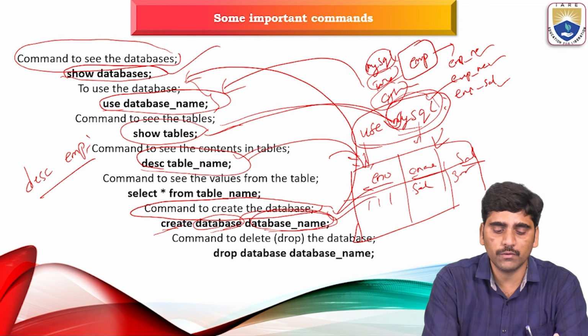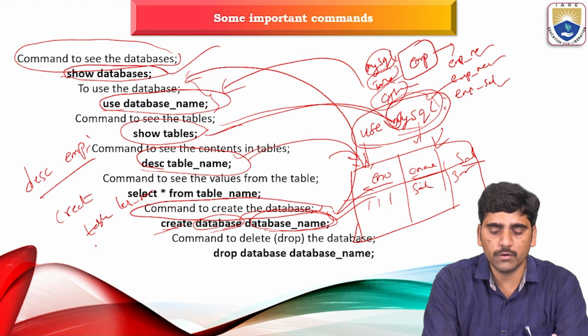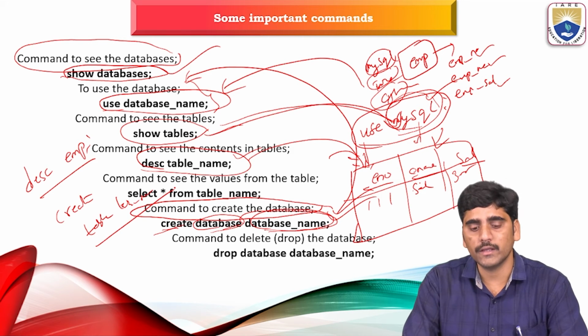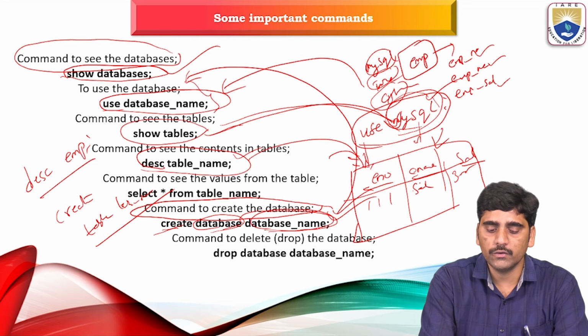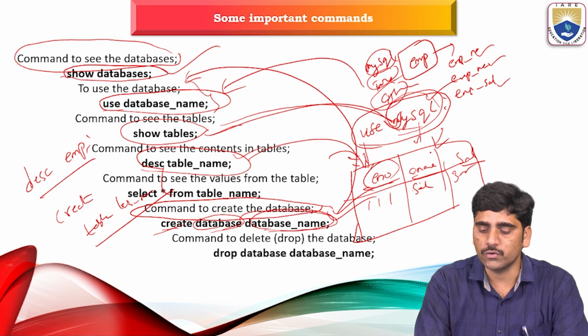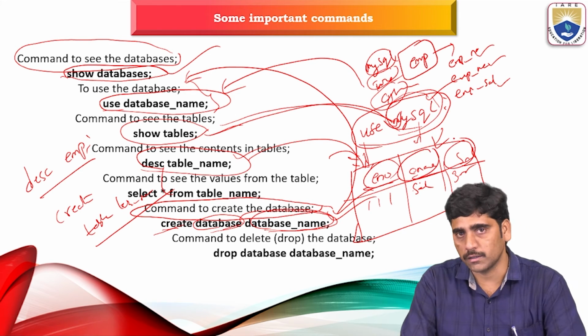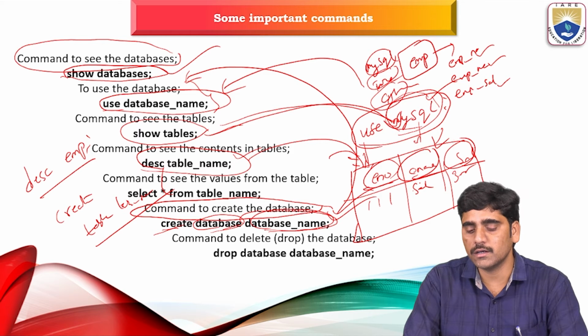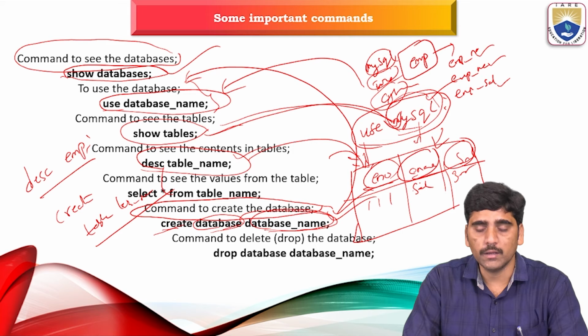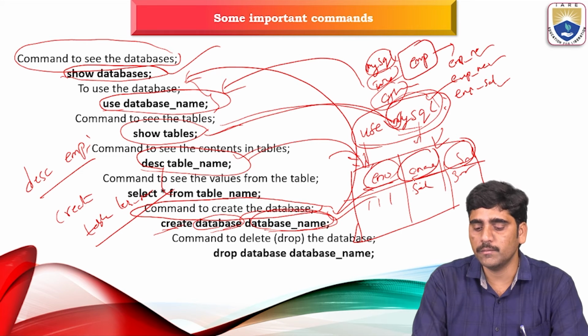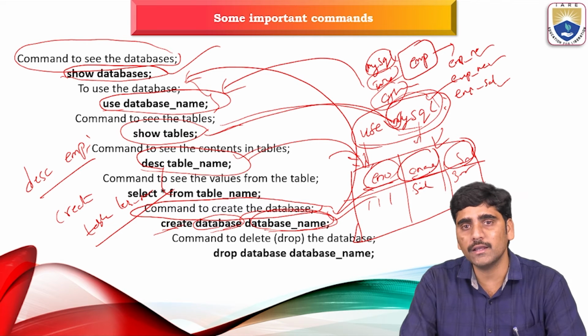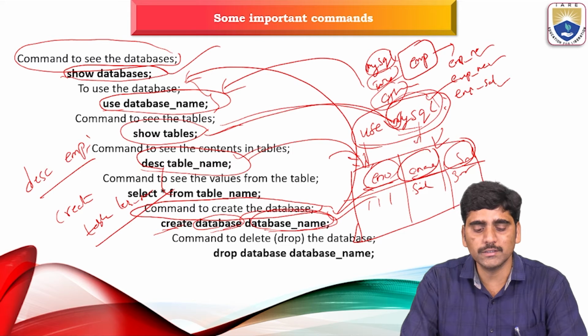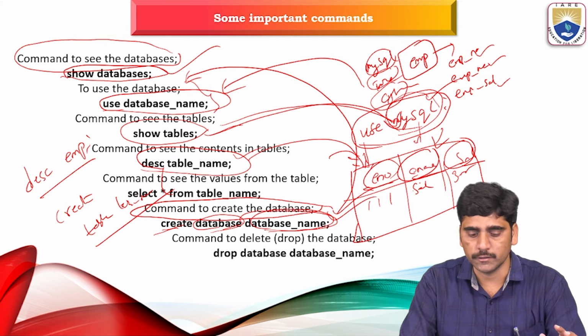And how do we create the table? CREATE TABLE table_name. Along with that, you give the columns: employee number, employee name, salary. Those are the attributes. So the employee table contains employee number, employee name, and salary as attributes for this employee entity.